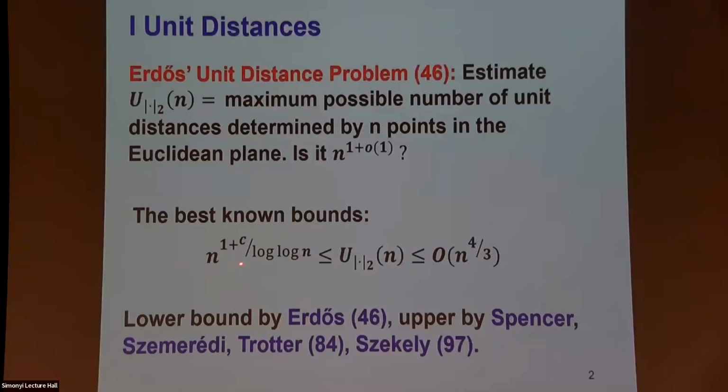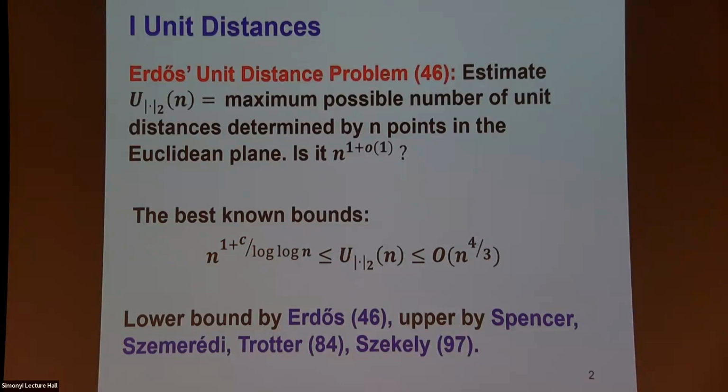So the lower bound comes from the grid. It appears already in the original paper by Erdős. We take a square root n by square root n grid. And what we want is to find an integer that can be written in many distinct ways as a sum of two squares. So we take a product of distinct primes that are 1 modulo 4. And this is some basic facts about the Gaussian integers. And if you work out the asymptotics, then the lower bound is n raised to the power 1 plus constant over log log n.